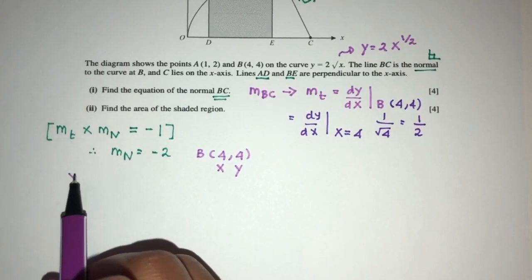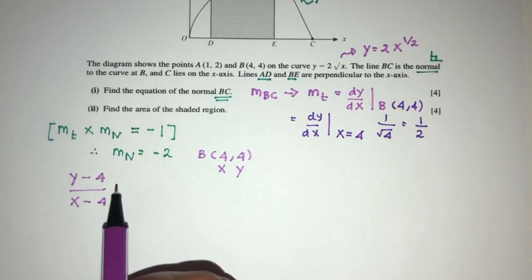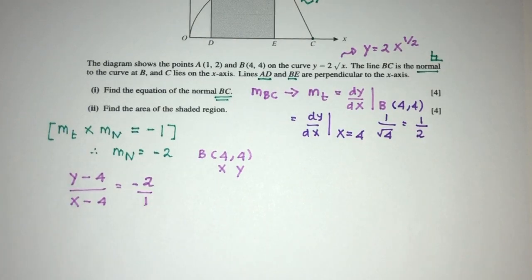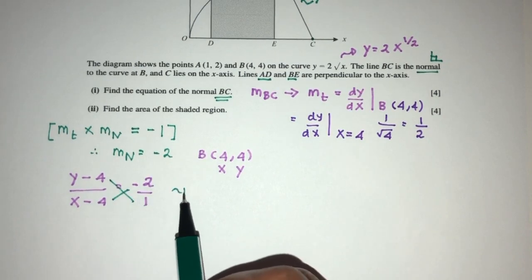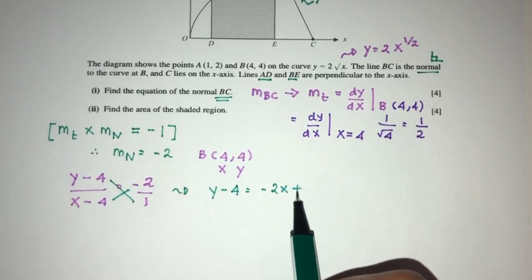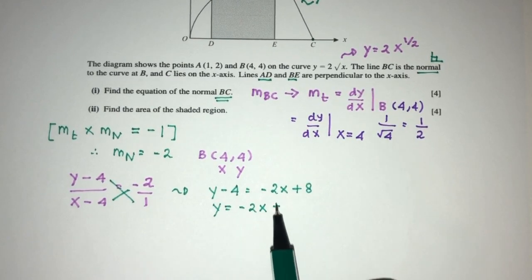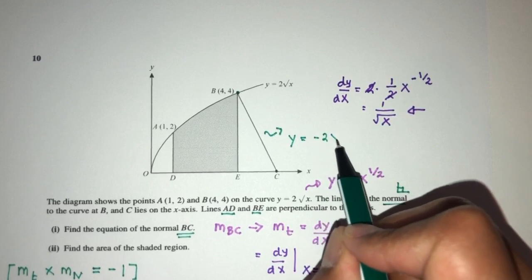So we take y minus its corresponding value over x minus its corresponding value, equal to the gradient, which is minus 2 over 1. Now again, why do I do this? This is just a technique or method to find the equation of a straight line. Nothing special here. So then cross multiply, you will have y minus 4 is equal to minus 2x plus 8. That will be y is equal to minus 2x plus 8 plus 4, which is plus 12. That will be my equation of the normal. So y is equal to minus 2x plus 12.